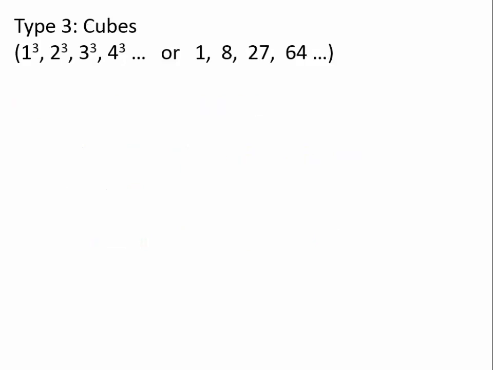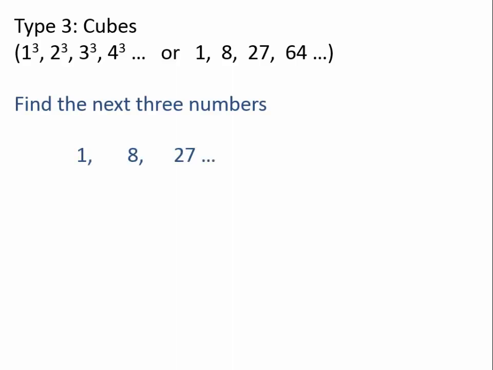Type 3 are the cubes. So the cube of 1, of 2, of 3, of 4, etc. So 1 times 1 times 1, which is 1, 2 times 2 times 2, which is 8, etc. So the obvious and easiest one would be this.